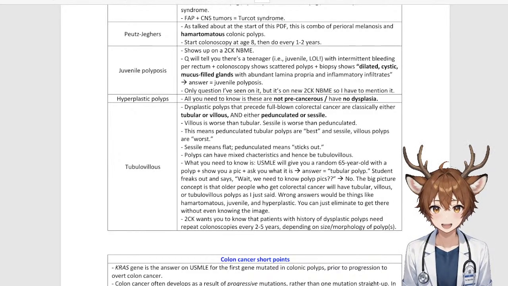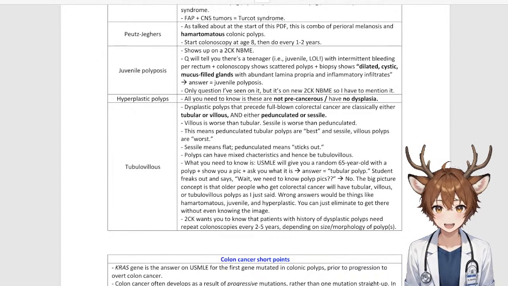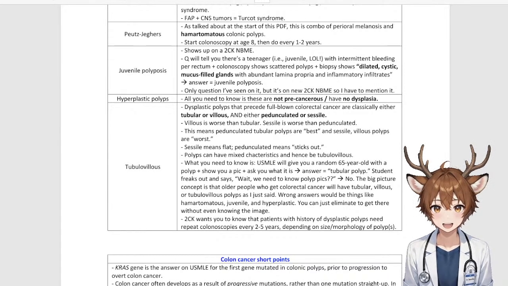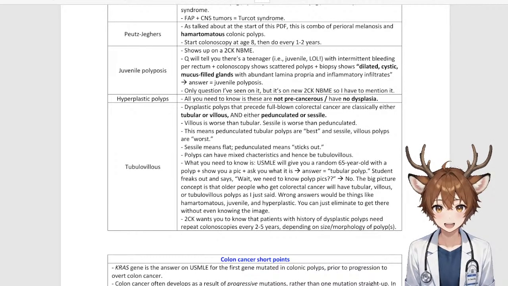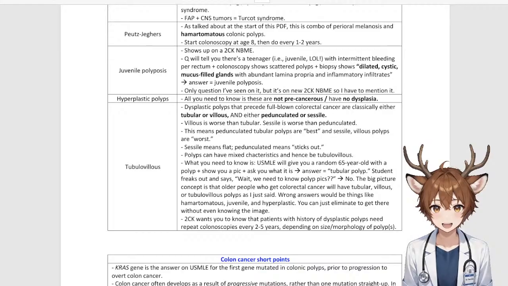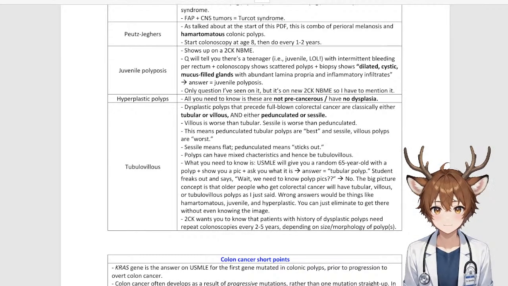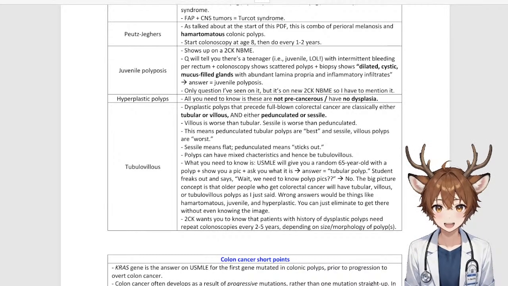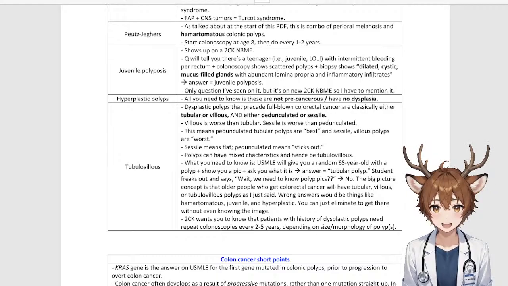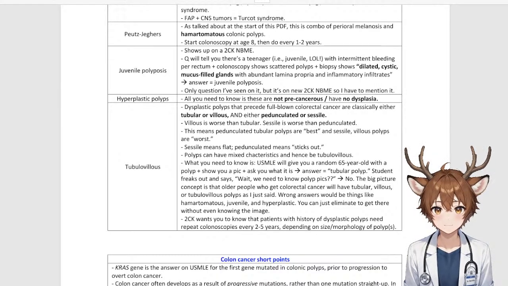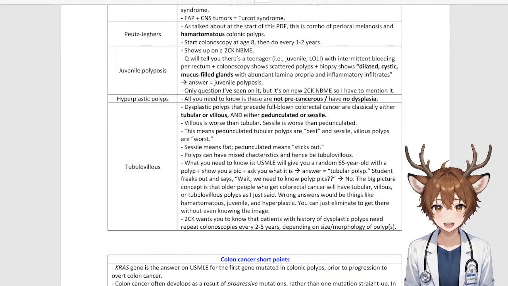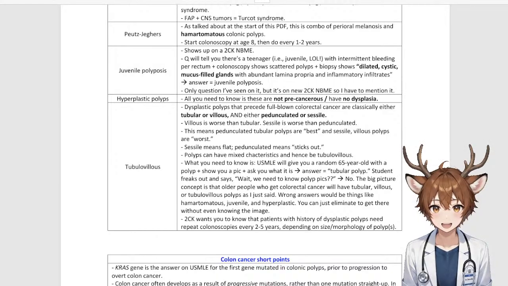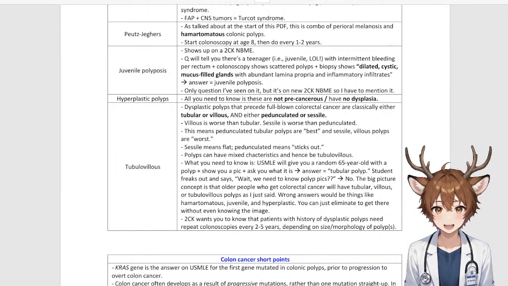With intermittent bleeding per rectum plus colonoscopy shows scattered polyps plus biopsy shows dilated cystic mucus-filled glands with abundant lamina propria and inflammatory infiltrates. The answer would be juvenile polyposis. But I guess the fact that they're a teenager might give it away a little bit. Only question I've seen on it, but it's on the 2CK NBME, so I have to mention it. So it might be there when you take the exam.